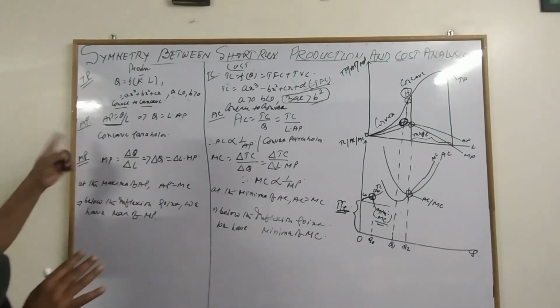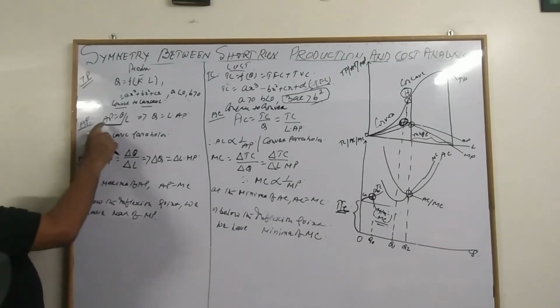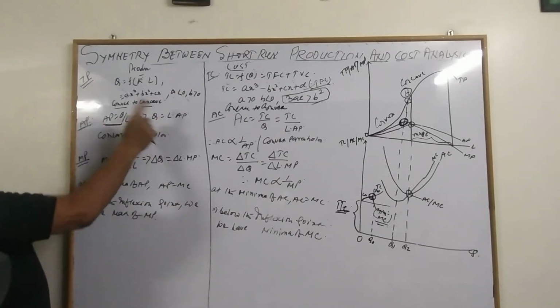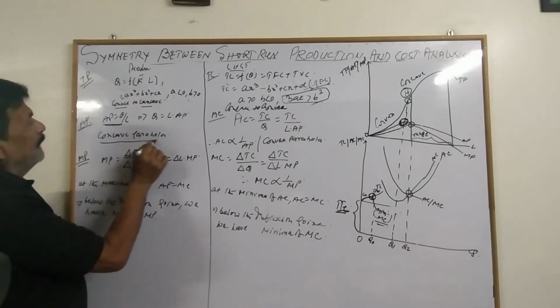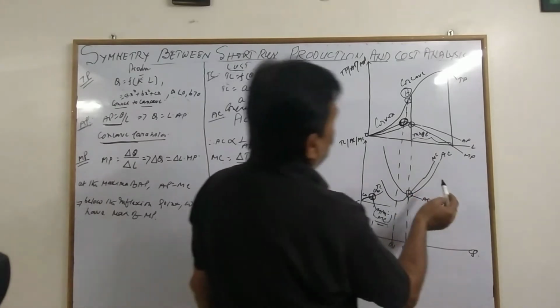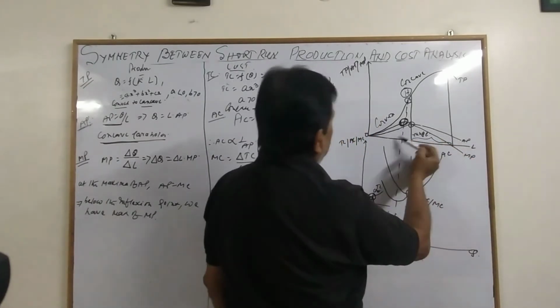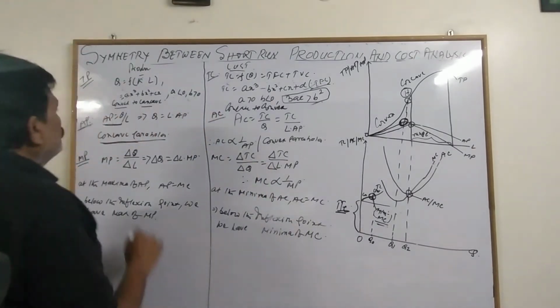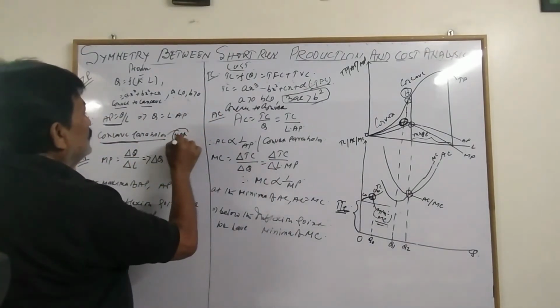Now we should come to the average concept. Average product of the variable factor is Q by L, so Q can be written as L into AP. By nature it is a concave parabola. In the diagram, we have this average product. This is a concave parabola, and a concave parabola will have its maxima.